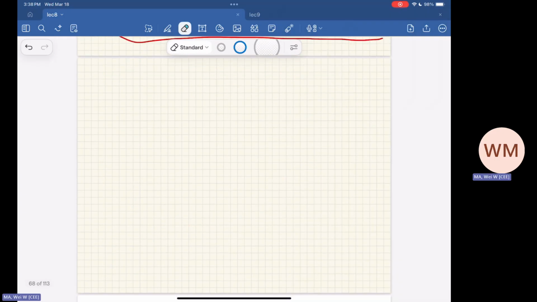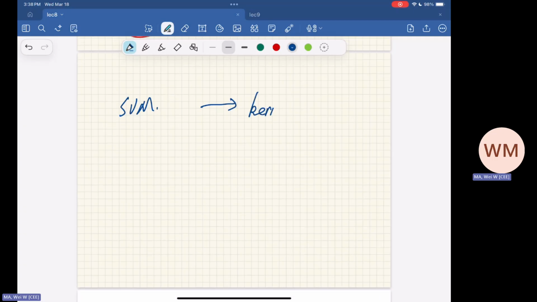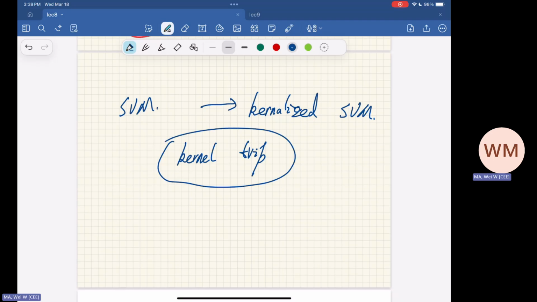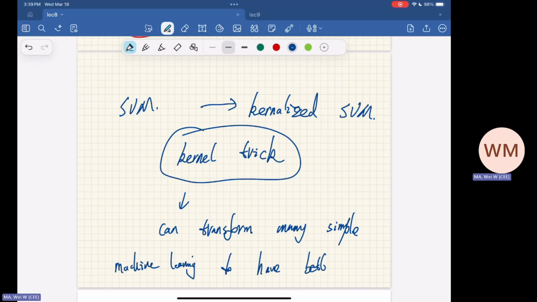Usually when we talk about SVM, after introducing the SVM, there is a very important concept called kernelized SVM. And there is a very important technique called the kernel trick. Basically, the kernel trick can transform many simple machine learning methods to have better capacity.